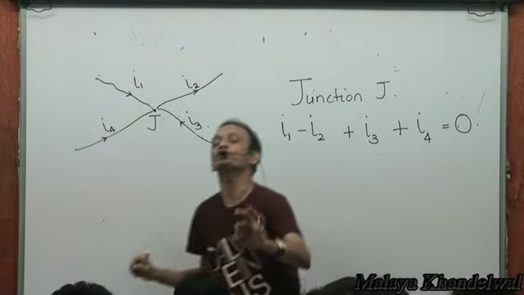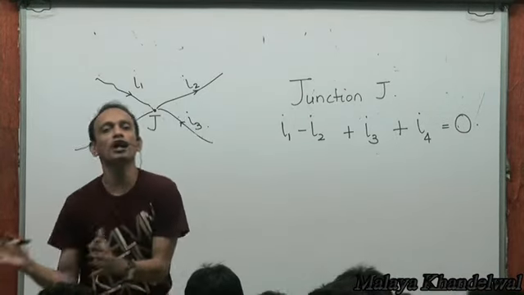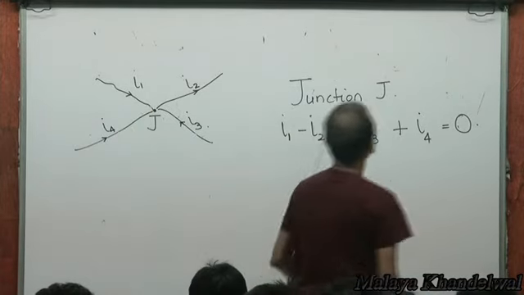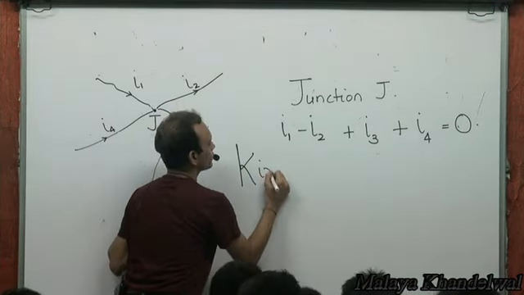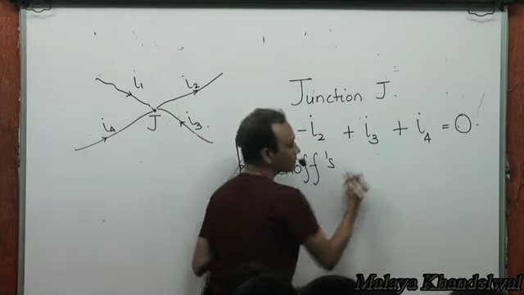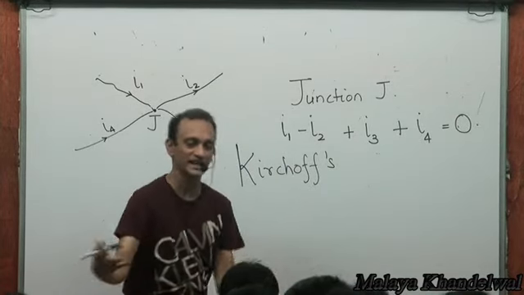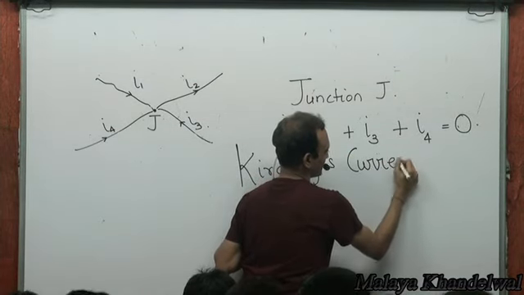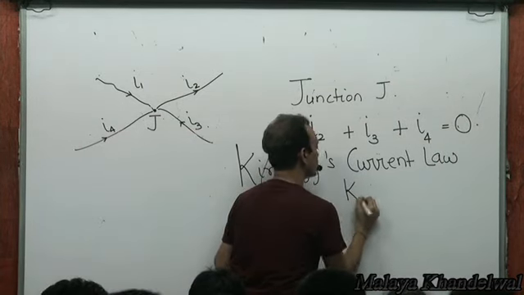That's simply a continuity requirement for flow of charge. No charge is getting accumulated, so all the charge that is coming into a junction must necessarily leave that junction, right? So this principle is called Kirchhoff's current law, KCL. It means there is no accumulation of charge. Everything that is coming in is leaving. That is steady state.